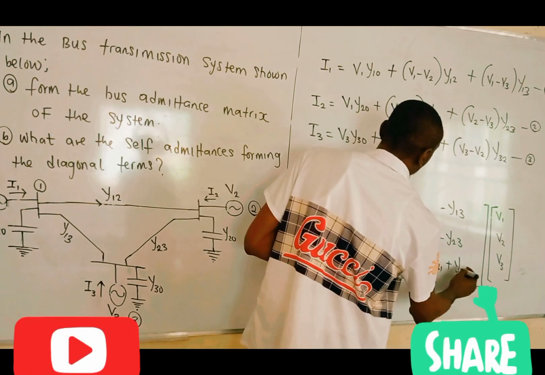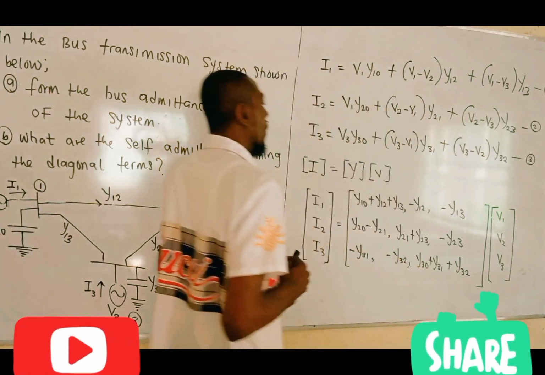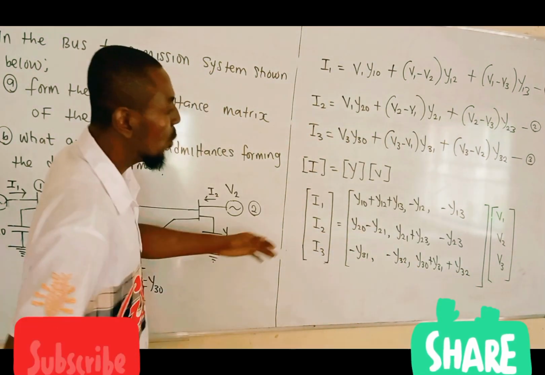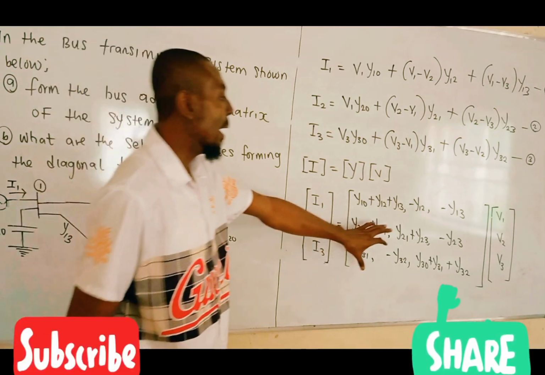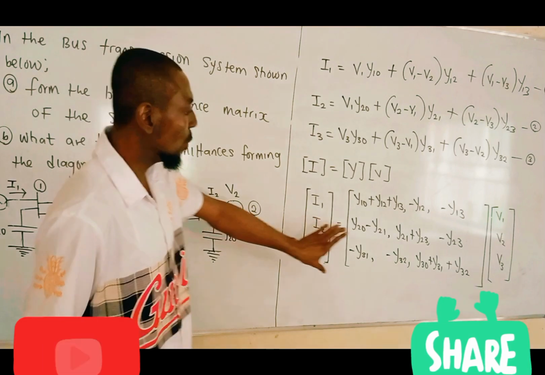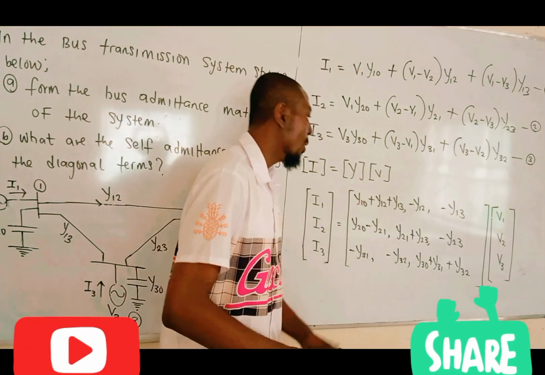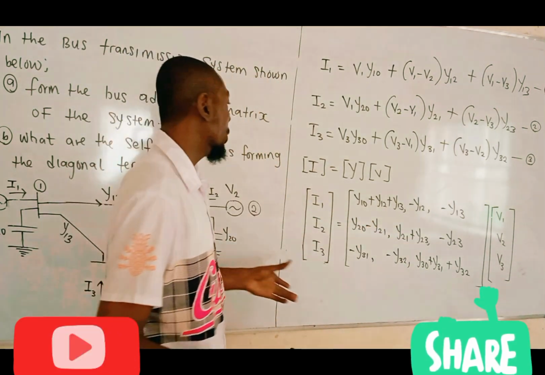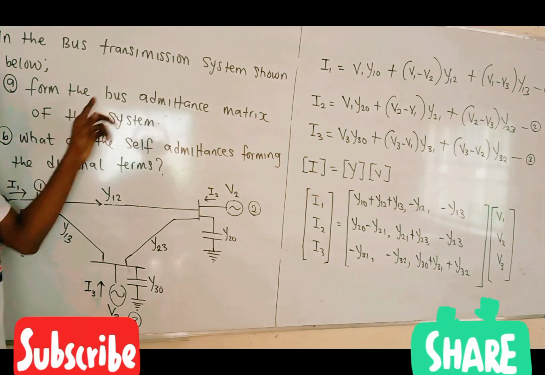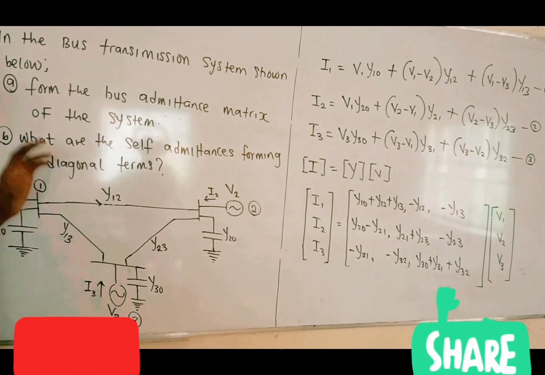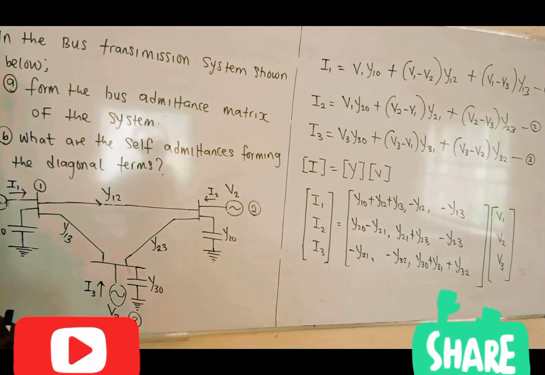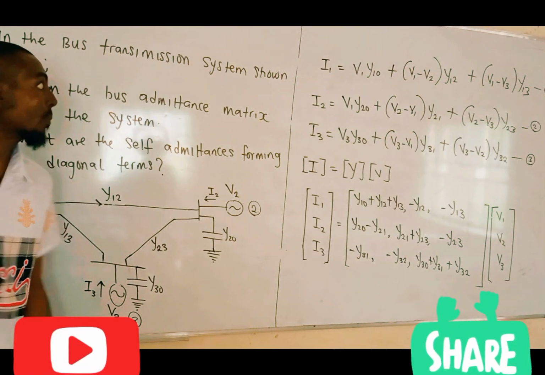So we've confirmed our equation in the form of current matrix equals admittance matrix multiplied by voltage matrix. The question says form the bus admittance matrix of the system. So now we're going to write the bus admittance matrix.